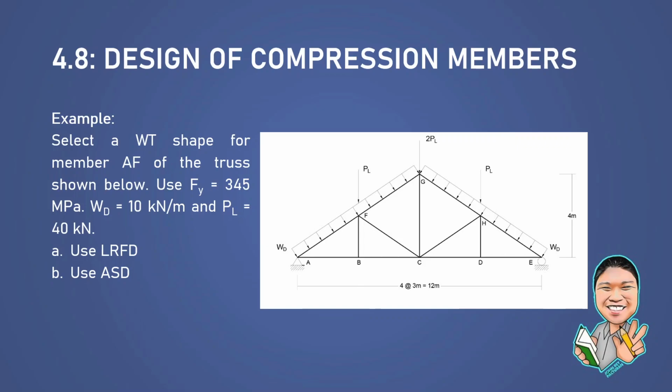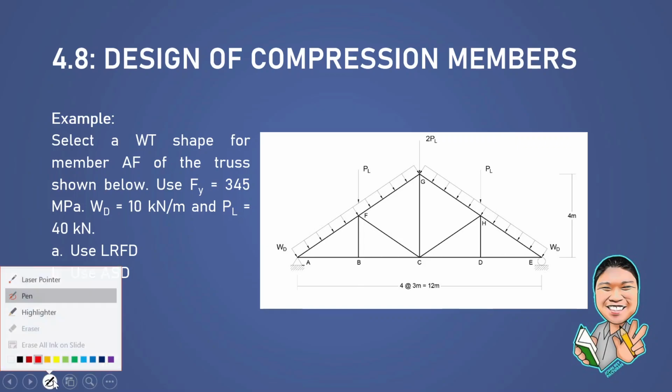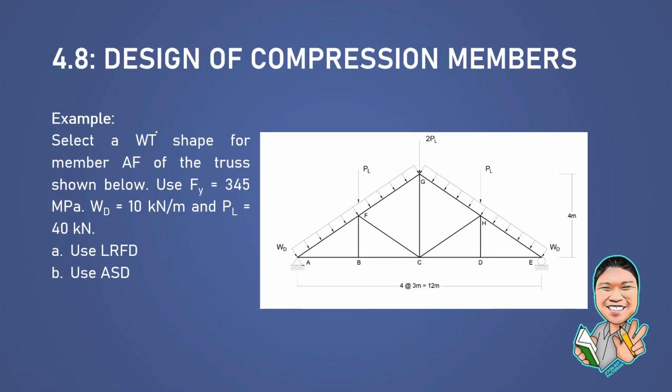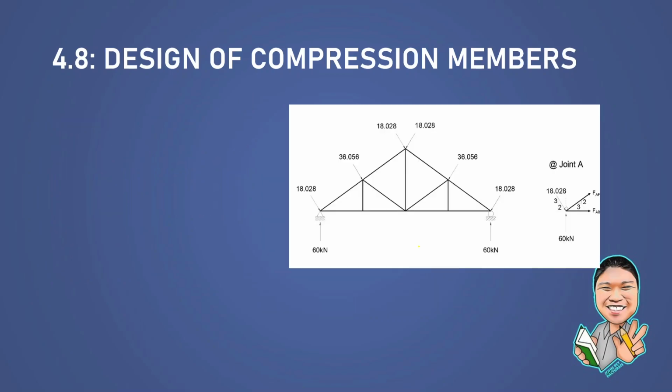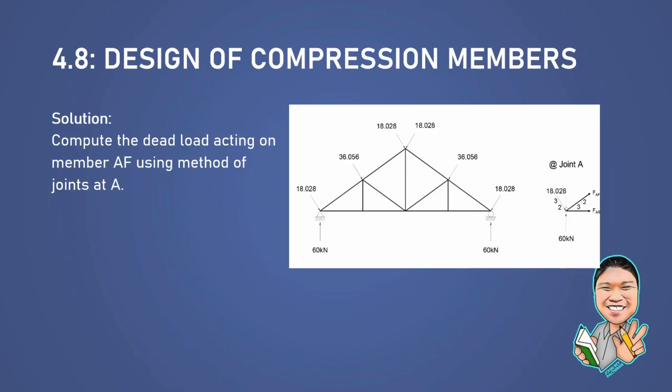So ngayon, medyo mahirap class yung magiging design process natin kasi WT. Ibig sabihin, all WT sections will be considered here. So, yung dead load is 10 kilonewton and yung live load, yung PL dyan is 40 kilonewton. So, solution tayo. Compute the dead load acting on member AF using method of joints at A.